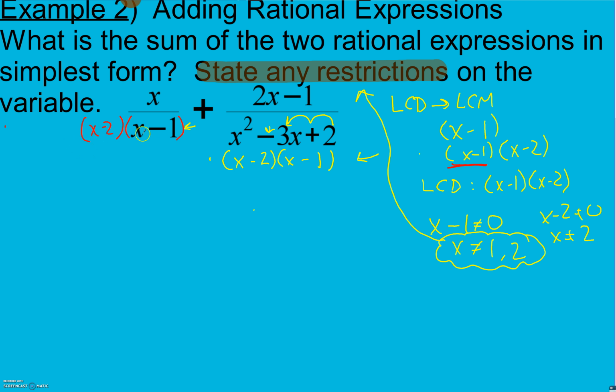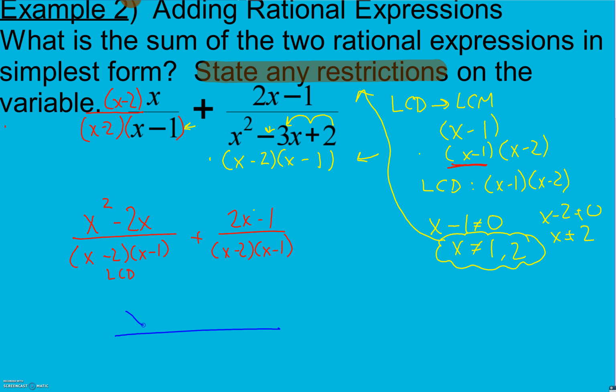I have both pieces now. But whatever I do to one part of a fraction, I've got to do to both. So if I multiply the bottom, I have to multiply the top. I'm going to distribute that and get x squared minus 2x over my common denominator, plus 2x minus 1 over my common denominator.